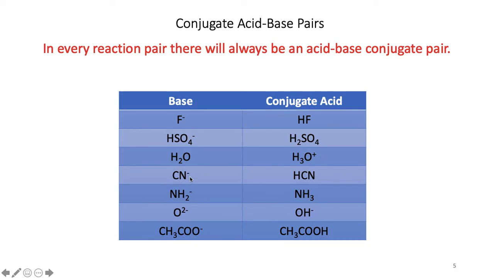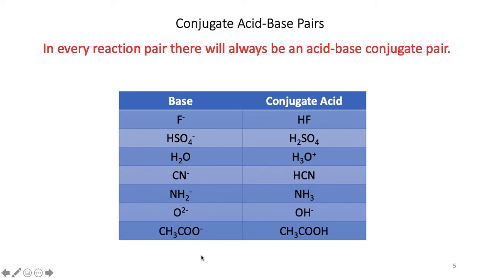Cyanide anion, CN minus. If I add an H plus, it becomes HCN, because -1 plus a 1 from the proton gives me a 0. NH2 minus, if I add an H plus, I increase that hydrogen to 3, and -1 plus a 1 gives me a 0. O2 minus, if I add an H plus, it will become an OH minus because now I added a hydrogen. Then 2 minus plus a 1 gives me just a -1 charge.